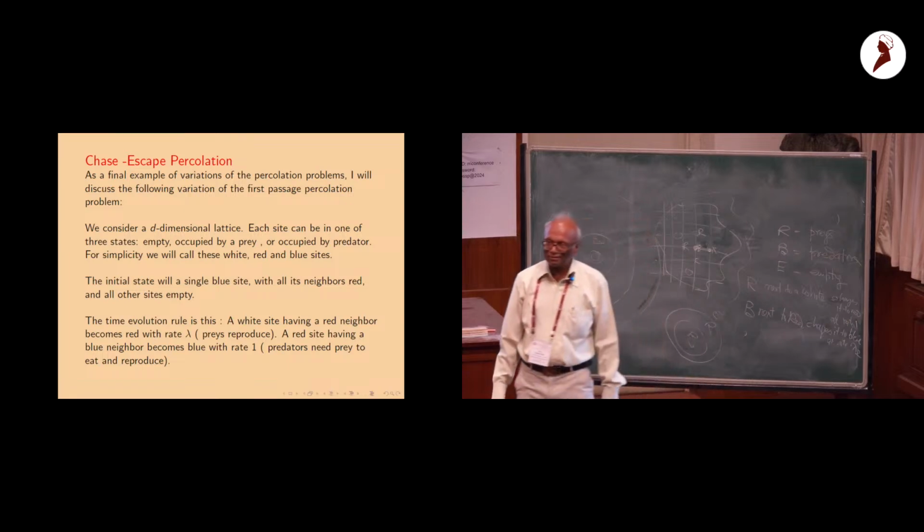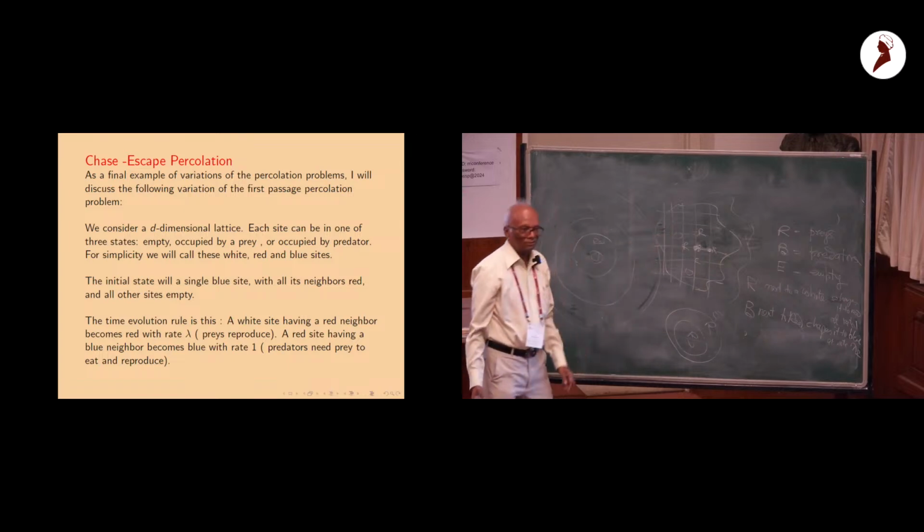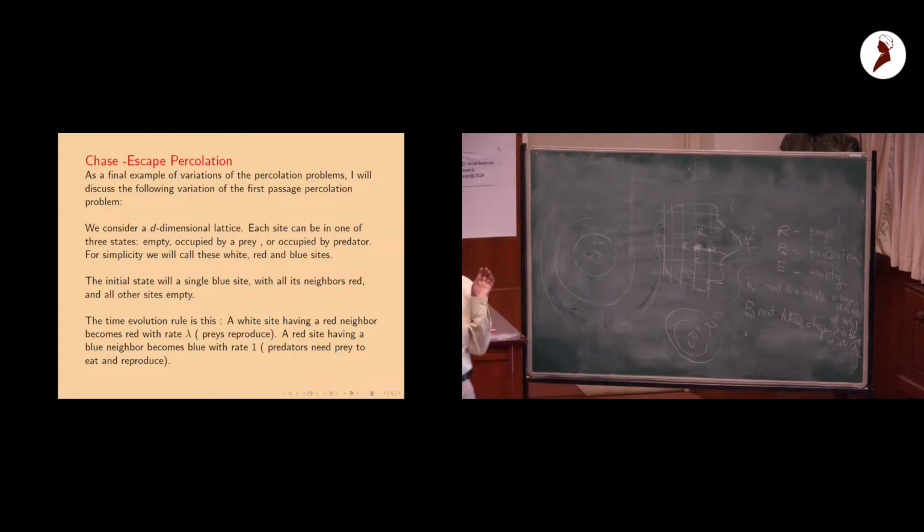But what happens if lambda 1 is bigger than lambda 2? Sorry, lambda 2 is bigger than lambda 1. Okay? Then these guys grow fast. In fact, they can grow fast so that they eat up all the red ones. And then they cannot grow either.